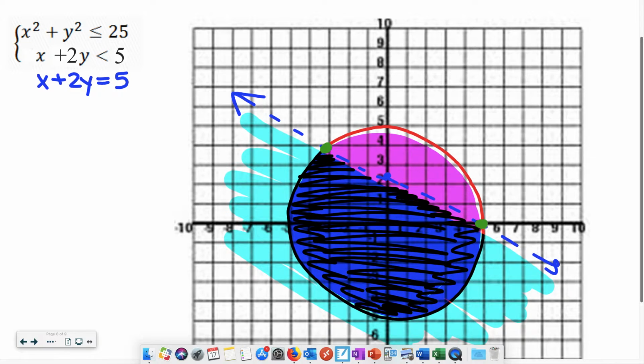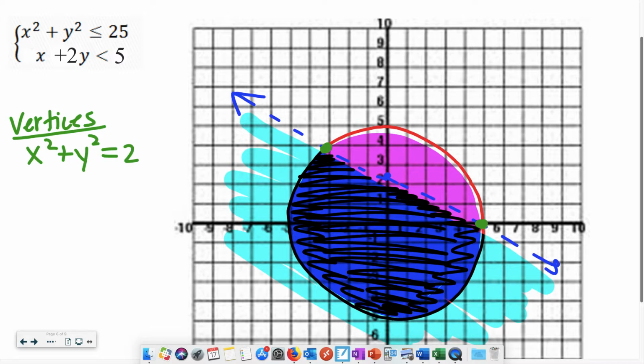Okay, and then our corner points, our vertices, are going to be important. I have no problem with you using the graph to identify them, but they have to be accurate. If you have a coordinate that's (1/2, 3/2), you might not get that without algebra. So don't be afraid to use the algebra. All right, now, when we're talking about our vertices, we are looking for where the equations x squared plus y squared equals 25 intersects x plus 2y equals 5.